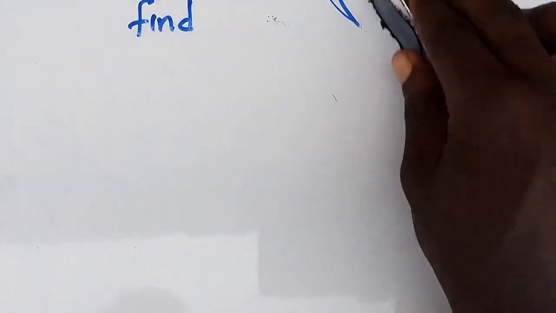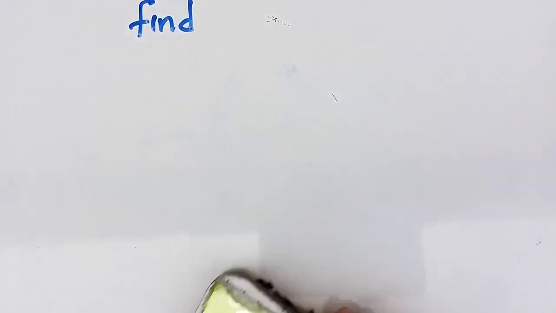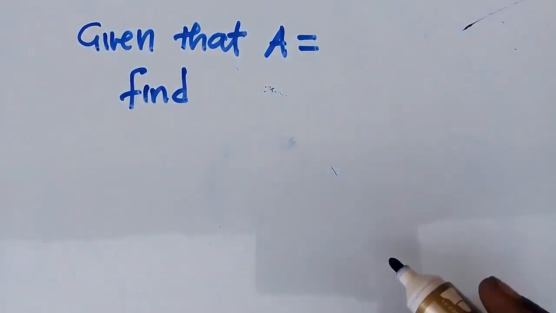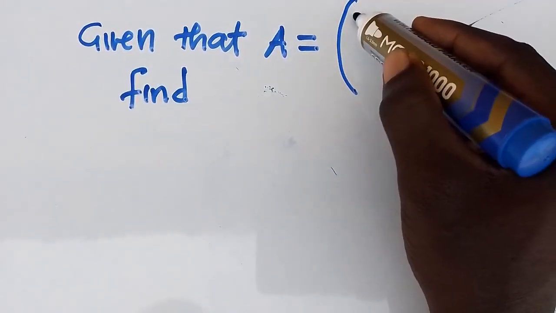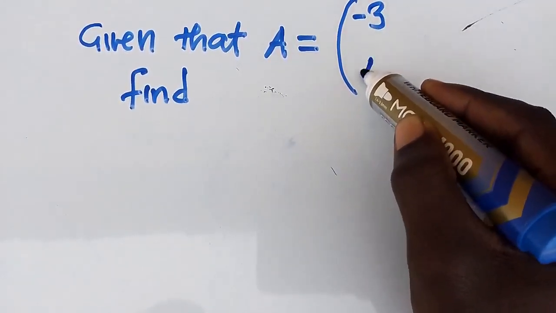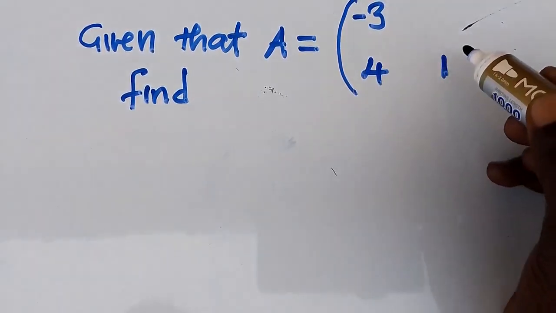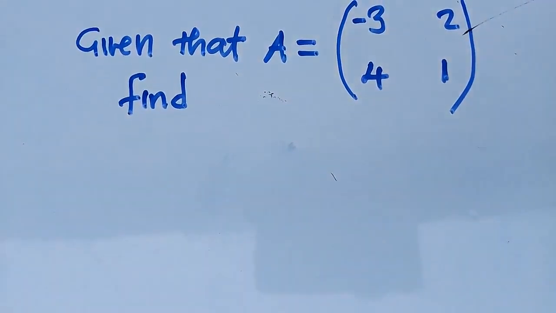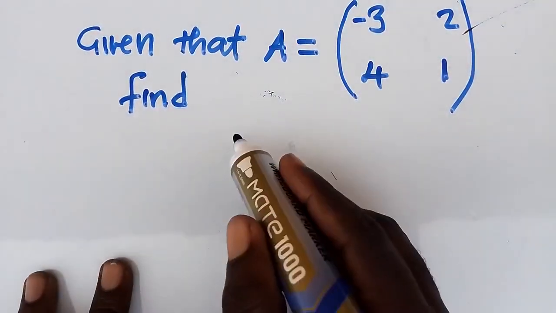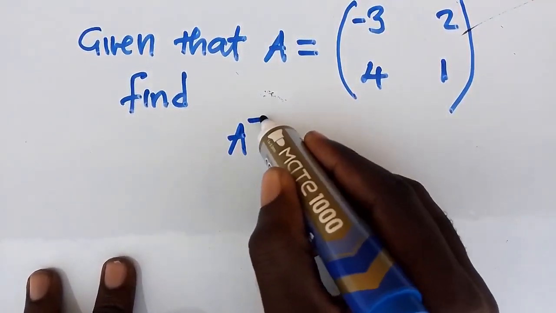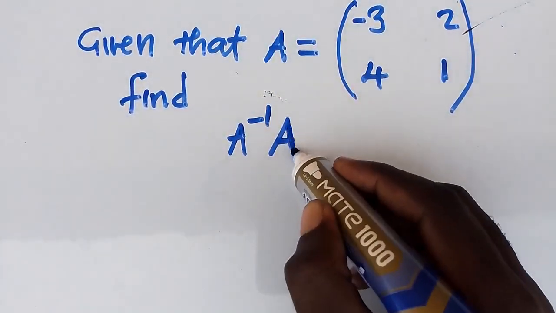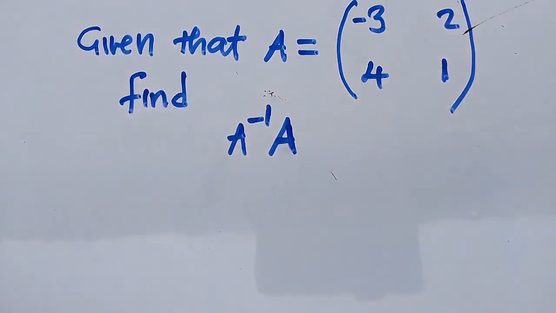Let me give another question, so that if a question comes in an exam which has a solution, you know what to do. Let's say you are given negative 3, 4, 1, then a 2 there. This is the matrix. Then you are asked to find A inverse. It is the same question I was doing.